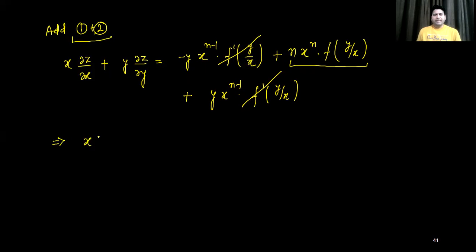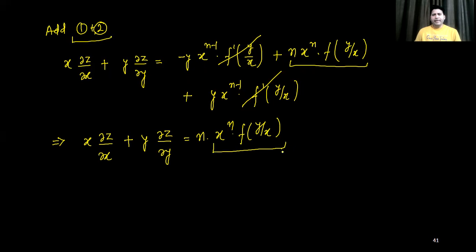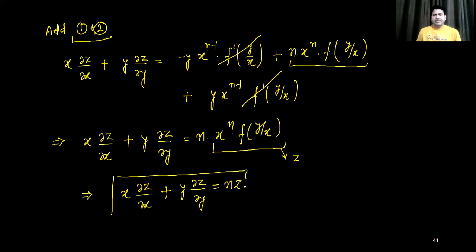So this will be x into del z over del x plus y into del z over del y is equal to n into x power n into function of y upon x. And this is how much? If you remember, I just assumed it as z. So finally, x into del z over del x plus y into del z over del y is equal to n times z. And this is the result number 1 of Euler's formula, or we can say Euler's theorem.